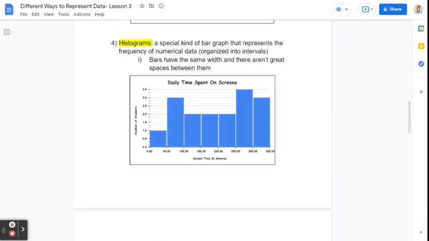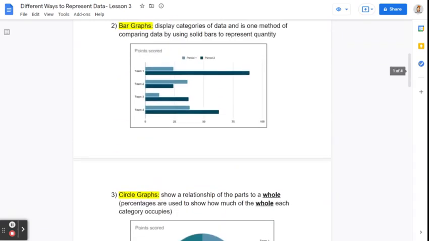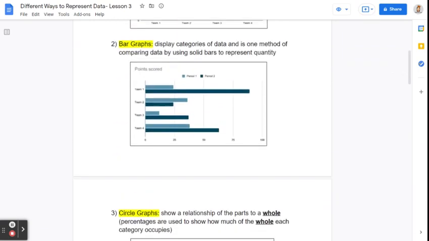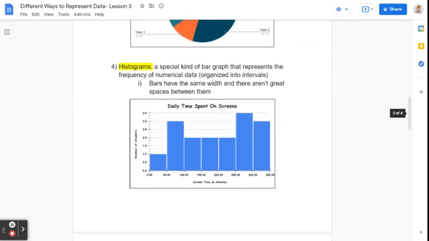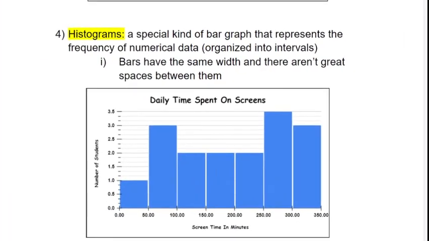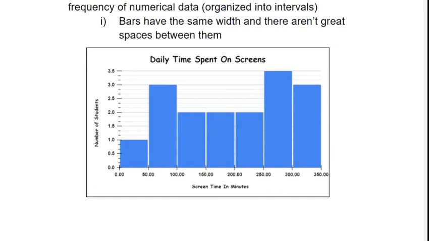Histograms are a special kind of bar graph that represent the frequency of numerical data, and they're organized into intervals. And the bars have the same width, and there aren't great spaces between them. So this is a difference to the traditional bar graph. So looking at this example, daily time spent on screens, you have your x-axis and the y-axis, and as you can see, the bars have the same width, and there aren't great spaces between them.